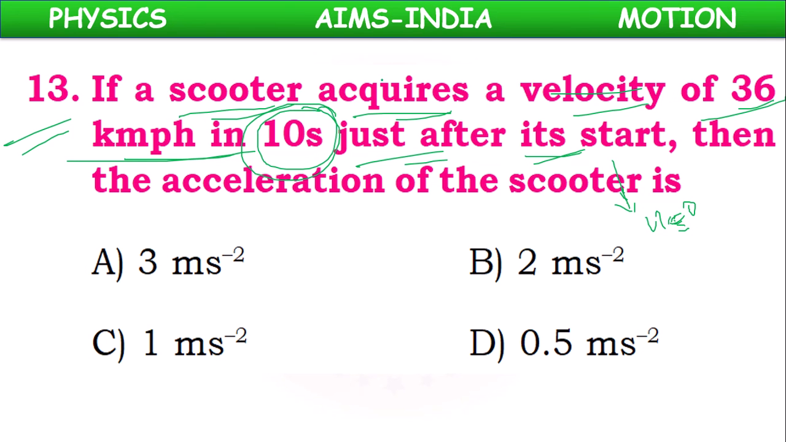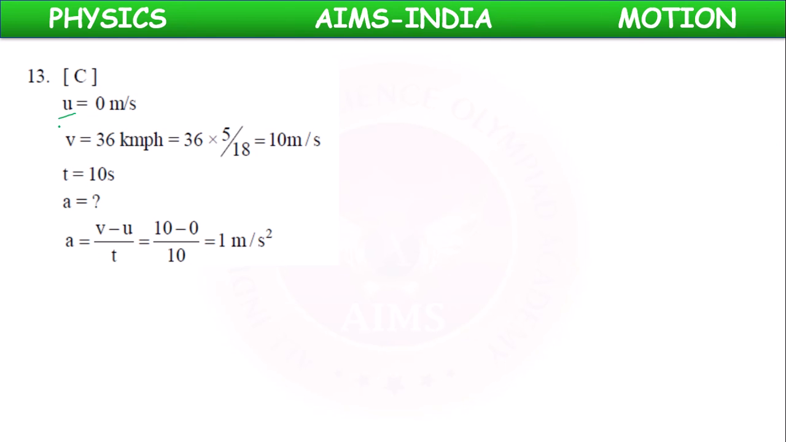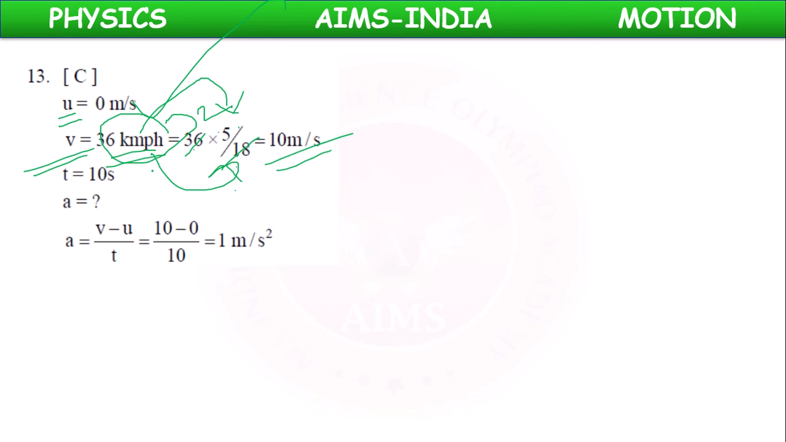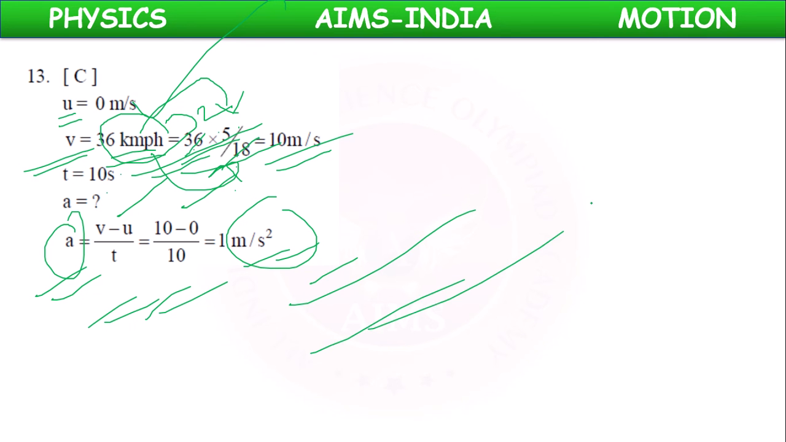But in 10 seconds, it has acquired a velocity of 36 kmph, where kmph is not the SI unit, it is the general unit, to be converted into meter per second. So then, acceleration of scooter, how much? So u value 0, v value 36 kmph. We can convert into meter per second by multiplying with 5 by 18. 36 into 5 by 18, 18 2 times 36, 2 5 times 10 meter per second. T value already they have given, 10 seconds. Now we know the formula of acceleration, which is v minus u by t, 10 minus 0 by 10, which is equal to 1 meter per second square.